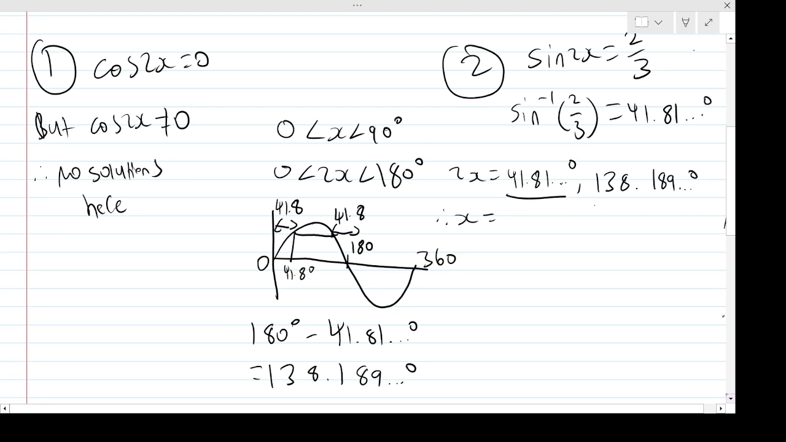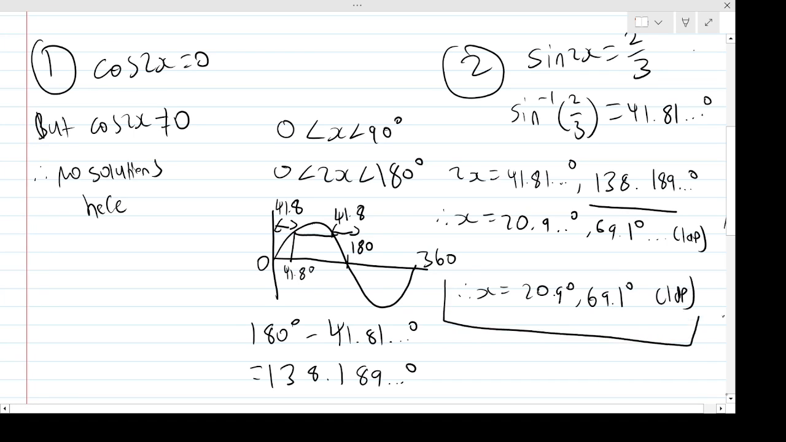If we divide this 41.81 first by 2, I get 20.9 and so on degrees. And then if I divide this 138.189 by 2, I get 69.1 degrees, if I round it to one decimal place. And so those are my solutions. Therefore, to one decimal place, the two values of x are 20.9 and 69.1 degrees.